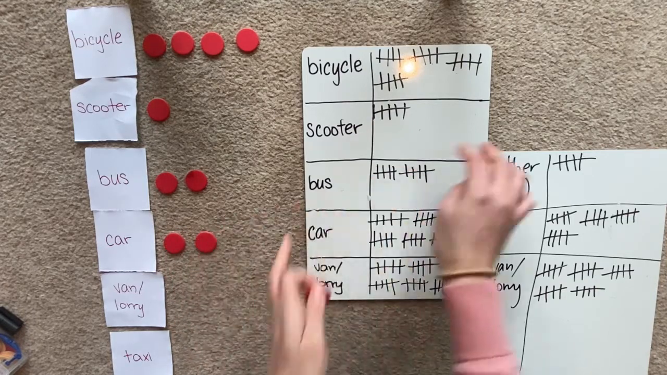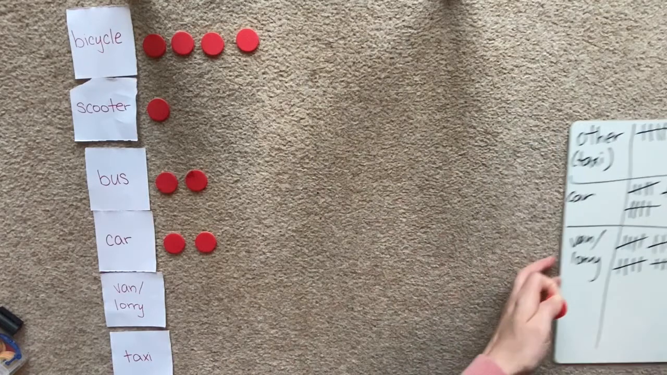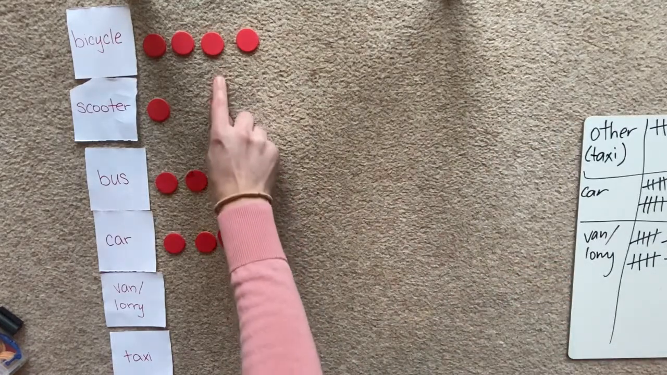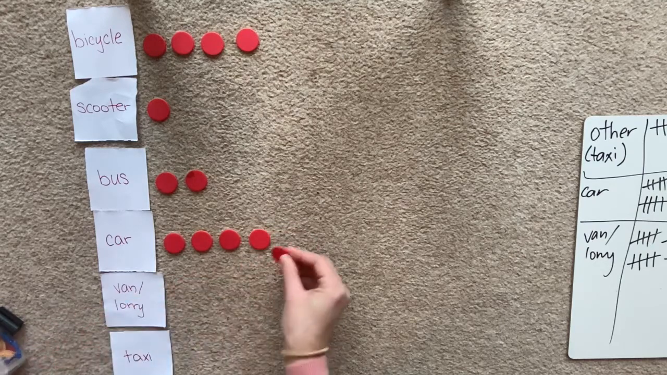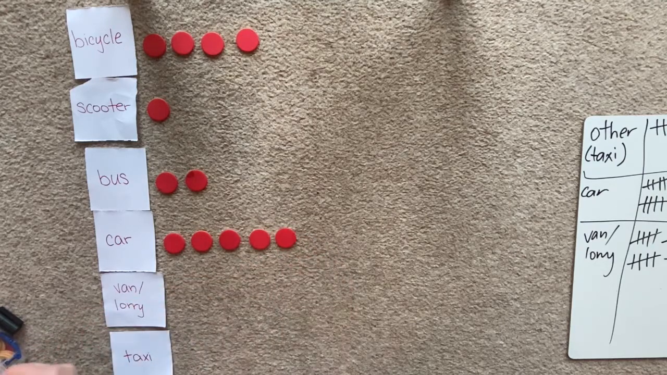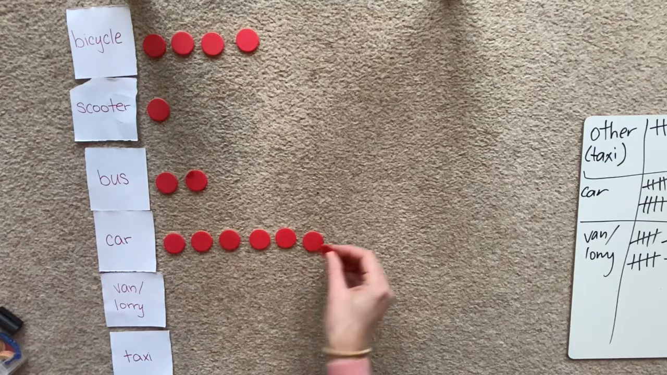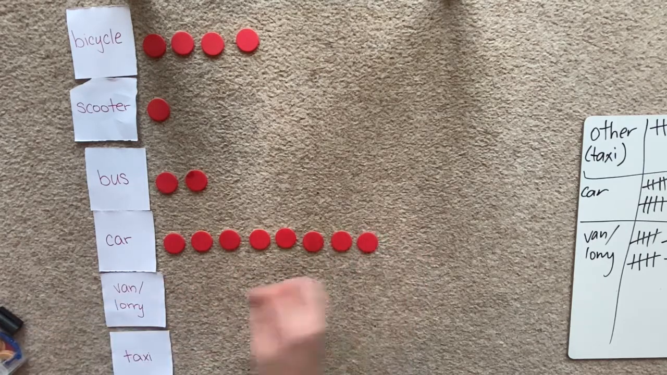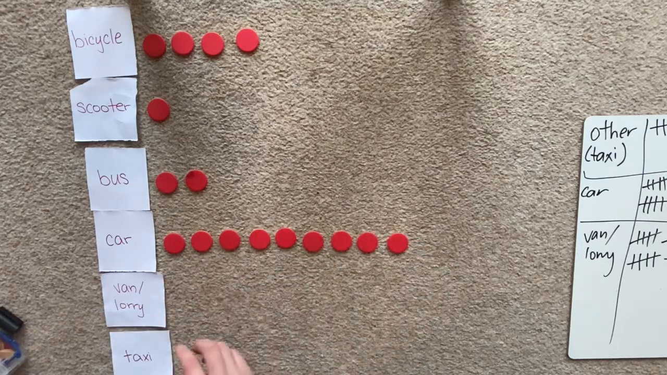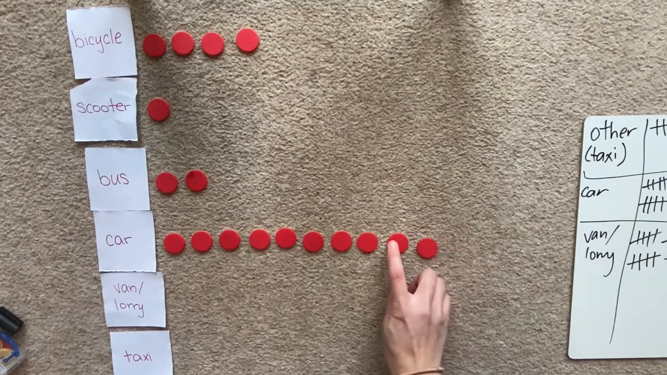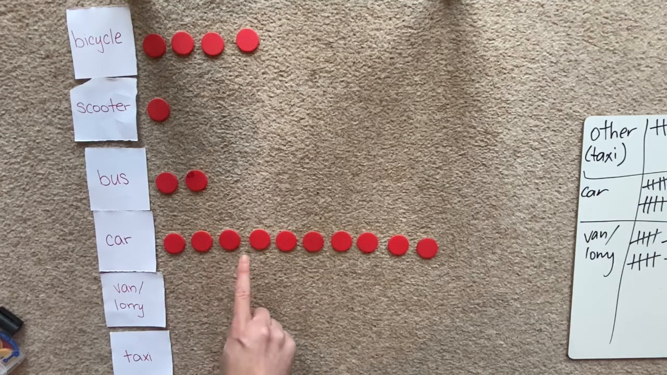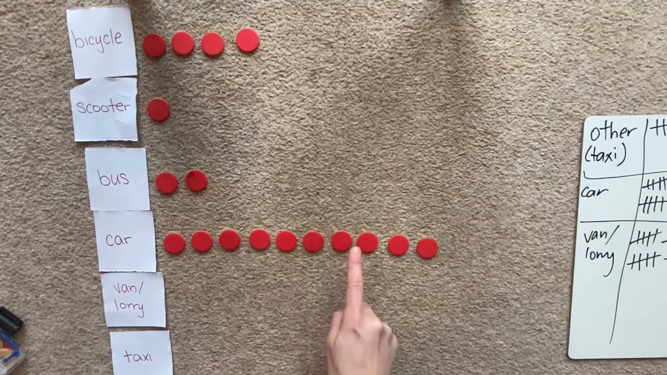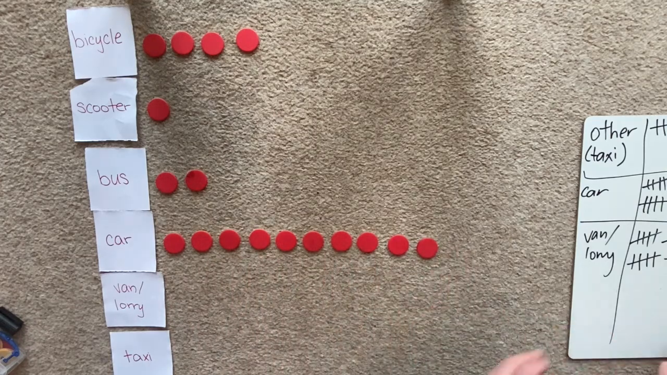5, 10, 15, make sure it's lined up. 15, 20, 25, 30, 35, 40, 45, 50. So I saw 50 cars.